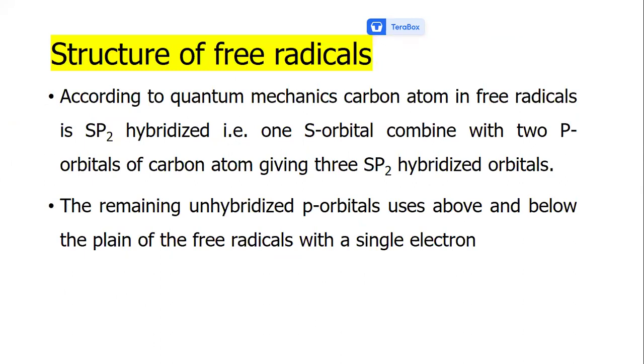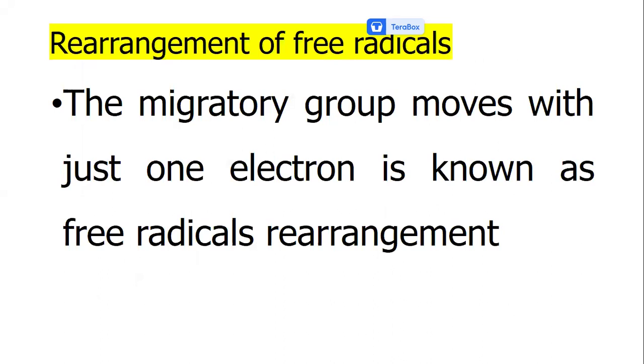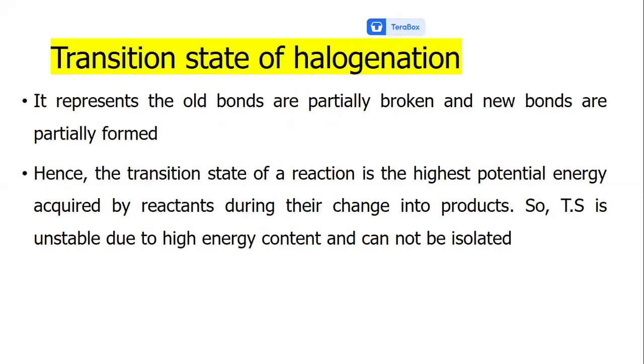Structure of free radicals. According to quantum mechanics, the carbon atom in free radicals is sp2 hybridized, that is the 2s orbital combined with the 2p orbitals from the carbon atom giving the 3 sp2 hybridized orbitals. The remaining unhybridized p orbital lies above and below the plane of the free radical with a single electron. This is the structure of free radicals. Rearrangement of free radicals: the migratory group moving with just one electron is known as free radical rearrangement.